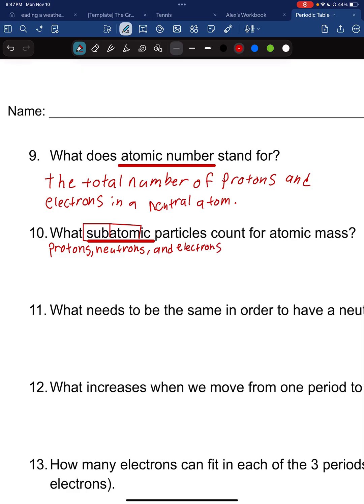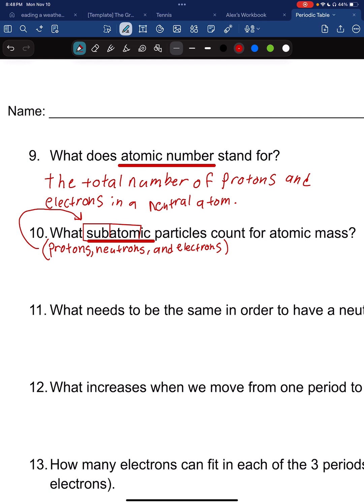Okay, this isn't the answer. All right, I make that very clear. I'm just helping you identify that when you see the word subatomic particles, that's what it's asking about. So, what subatomic particles? What particles count for atomic mass?